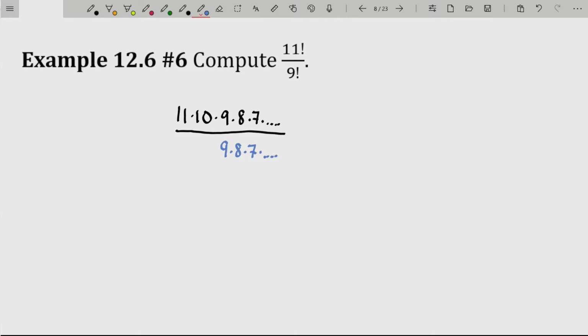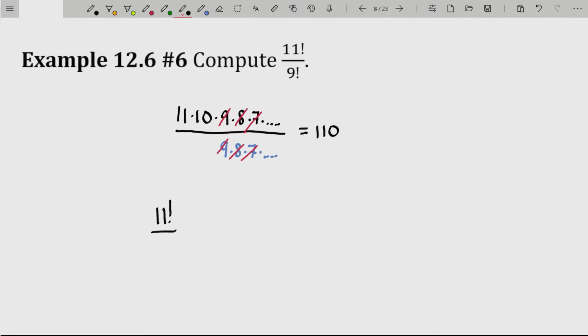And you could see between the numerator and denominator, things cancel very quickly. All the 9, 8, 7, 6, 5, 4, 3, 2, 1, they cancel beautifully. And this becomes 11 times 10, or 110. This kind of gives a big hint as to when you're working with factorials.